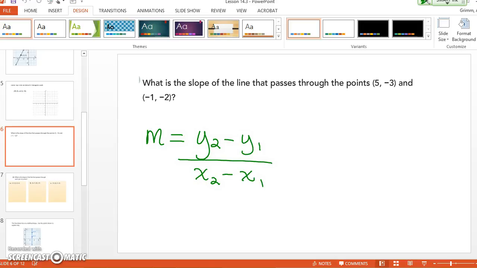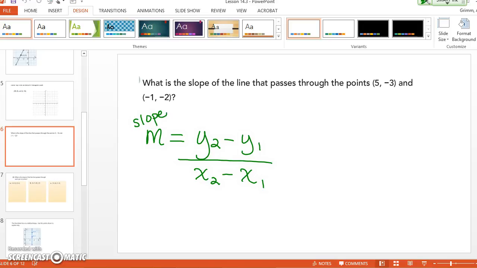It's going to look kind of funky. Lots of variables, lots of numbers. It's really not scary. Trust me, we'll use it a lot. So what this means, m stands for slope. If I haven't told you that already, I don't remember. This means slope.